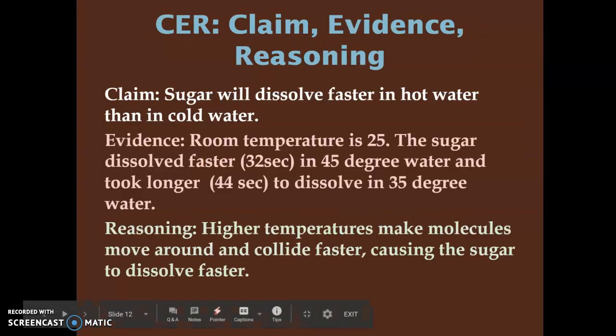Now, in this class, we're going to ask you to fill out claim evidence reasoning tables, where you have to state your claim, support it with evidence from your experiment, and then explain the reasoning behind it. So our claim is sugar will dissolve faster in hot water than cold water. You know that already. And then look at my evidence. I say room temperature is 25. The sugar dissolved faster, 32 seconds in 45-degree water, and it took longer to dissolve, 44 seconds, in 35-degree water.